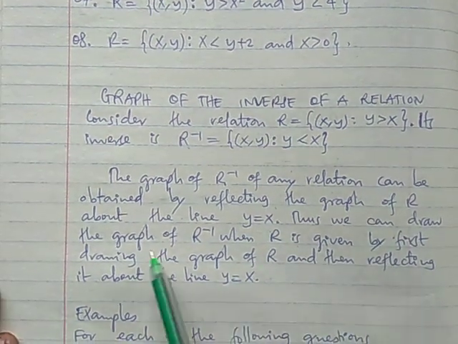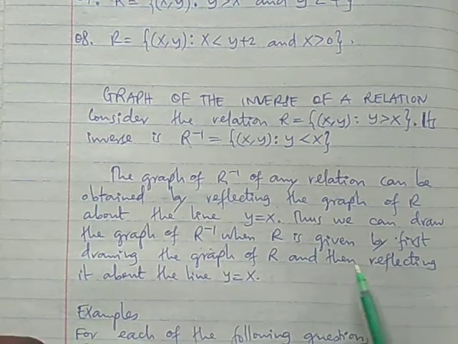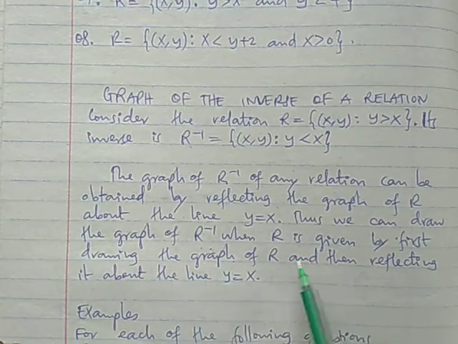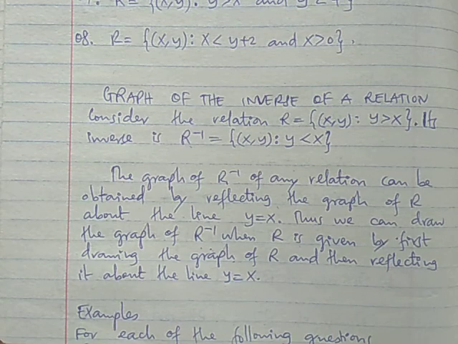So thus we can draw the graph of R power -1 when R is given by first drawing the graph of R and then reflecting about y is equal to x.